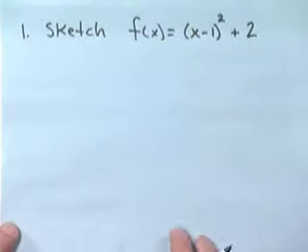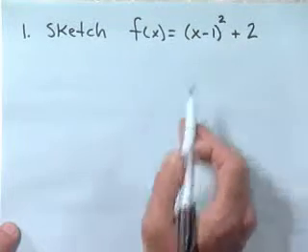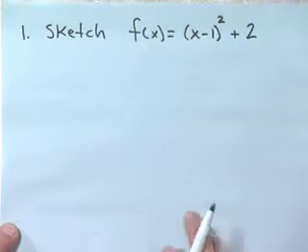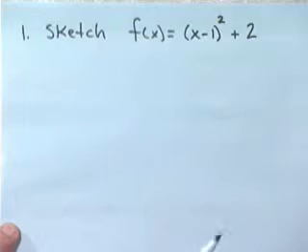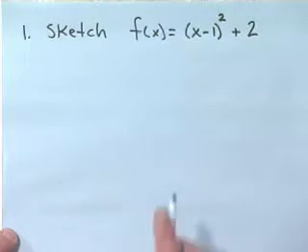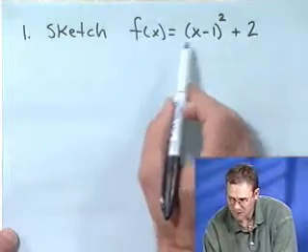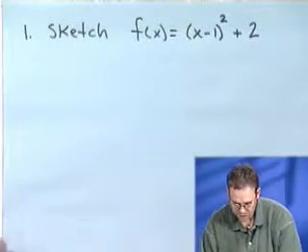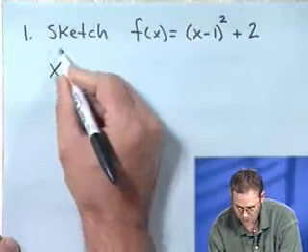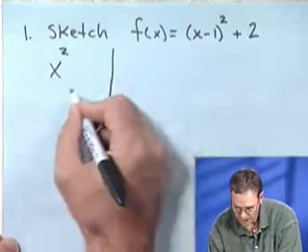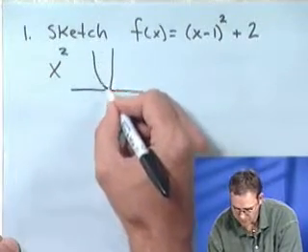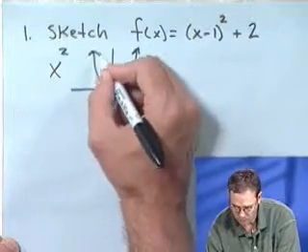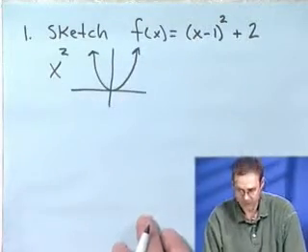Let's sketch the function (x minus 1) squared plus 2. Now, we don't want to plot a bunch of points. We could do that, but that might take a little bit of time. So we want to figure out how we can graph this function as easily as possible. Well, let's first note that x squared is just this parabola. And that's, again, one of your library of functions.